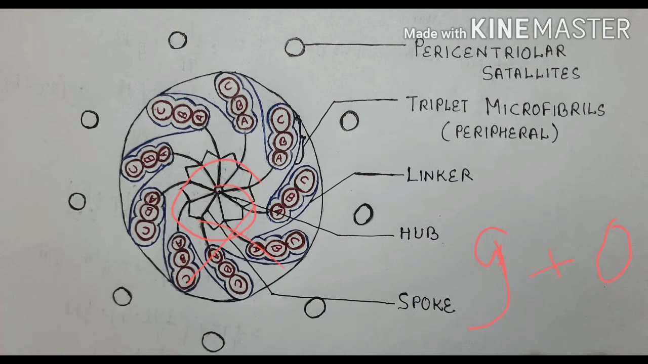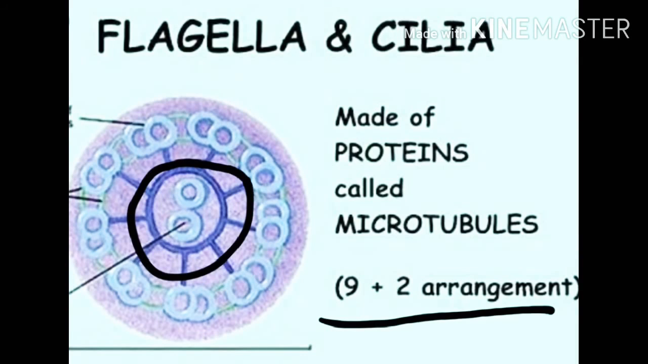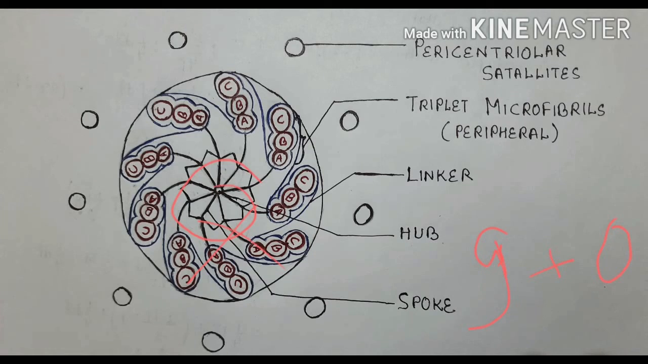A question is asked: what is the difference between the arrangement of fibrils in flagella or cilia and in centriole? The difference is that flagella and cilia have the arrangement 9 plus 2, and in centriole the arrangement of fibrils is 9 plus 0. Now if there are no central fibrils in the center of centriole, then what is there in the center? In the central part of centriole there is a proteinaceous mass called the hub, and this hub is connected with the peripheral triplets.